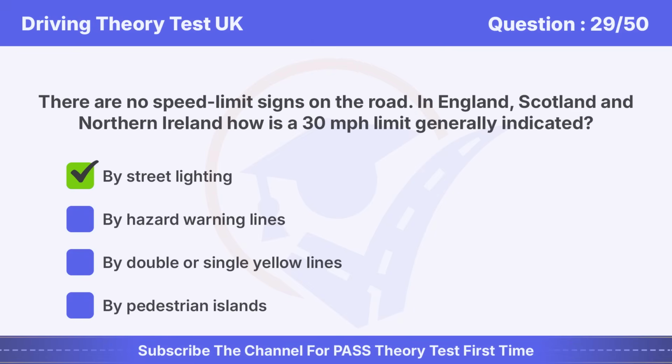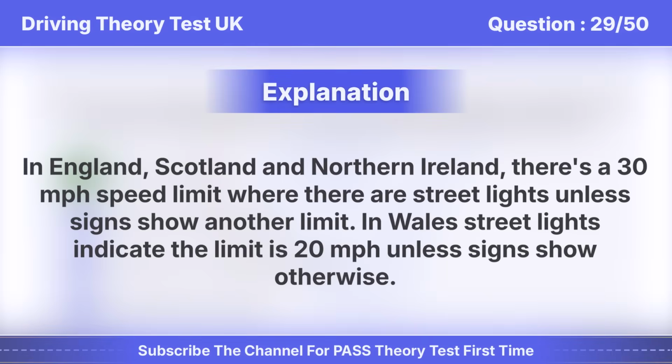Answer is A. By street lighting. In England, Scotland, and Northern Ireland, there's a 30 miles per hour speed limit where there are streetlights unless signs show another limit. In Wales, street lights indicate the limit is 20 miles per hour unless signs show otherwise.